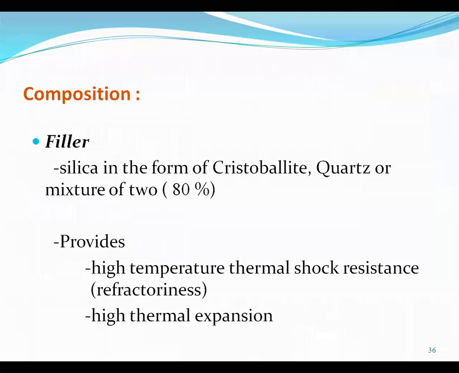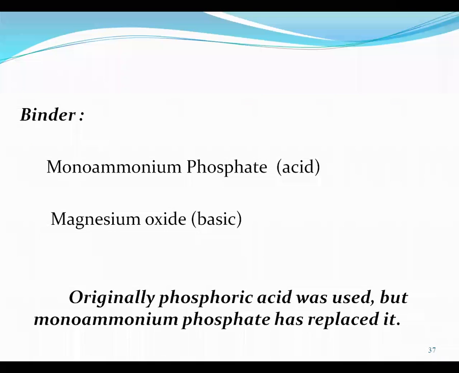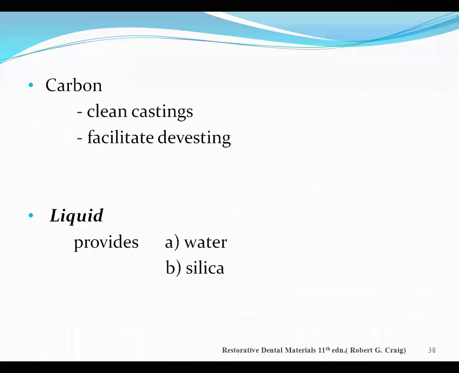So the composition is filler. The filler is silica in the form of cristobalite, quartz, or a mixture of the two, and it provides high temperature thermal shock resistance and thermal expansion. The binder is monoammonium phosphate and magnesium oxide. Originally, phosphoric acid was used, but nowadays it is replaced by monoammonium phosphate. Carbon gives clean casting and facilitates devesting. Devesting is a procedure in which the investment material is broken down and the casting is removed from the investment material. Then the liquid is water and silica.